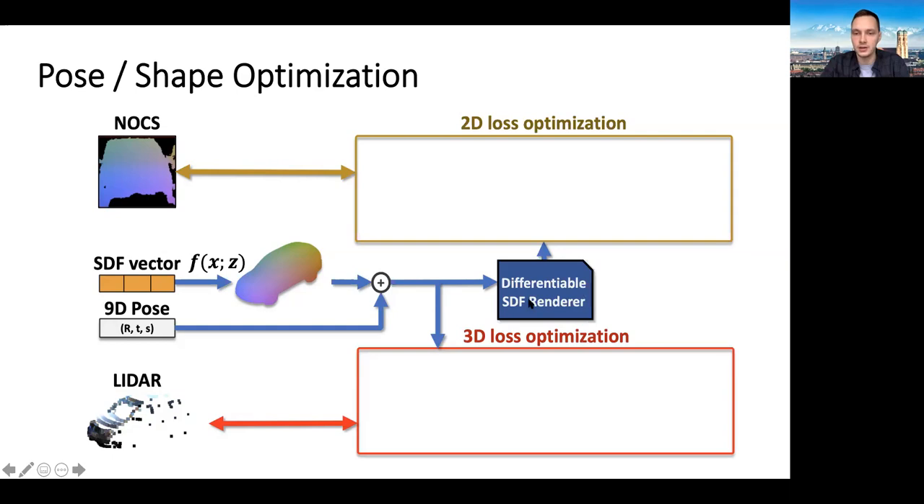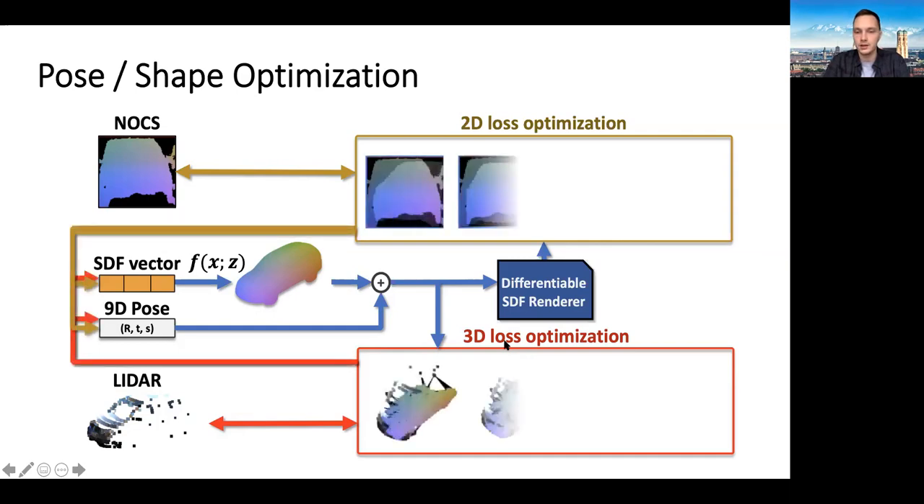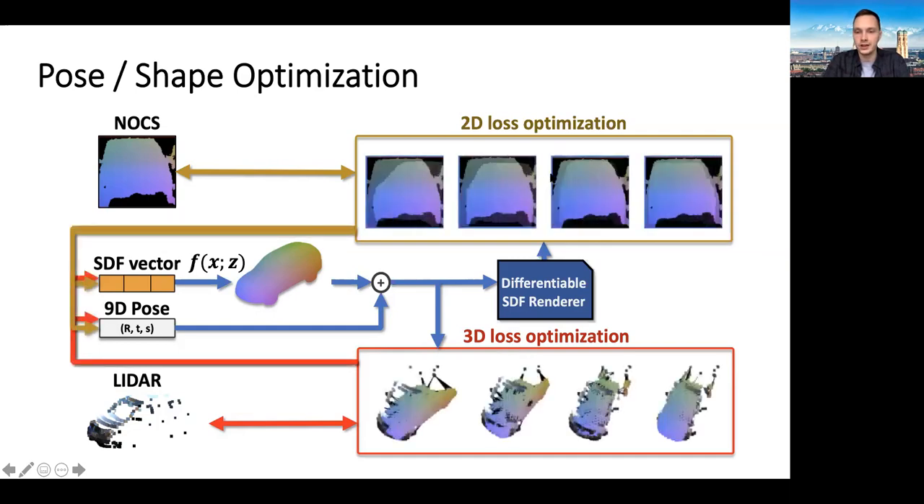And the other thing, in case we have a point cloud, we can also optimize it in 3D by comparing the distances between the transformed shape and the ground truth shape. And what we then get, if we do the two optimizations together, is a nice alignment both in shape and the pose.